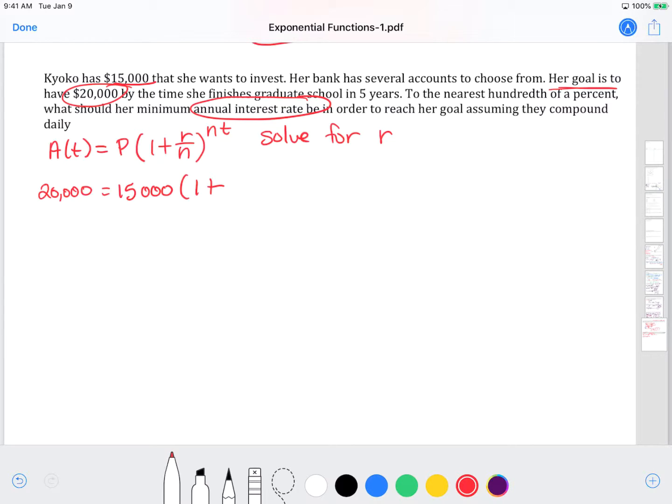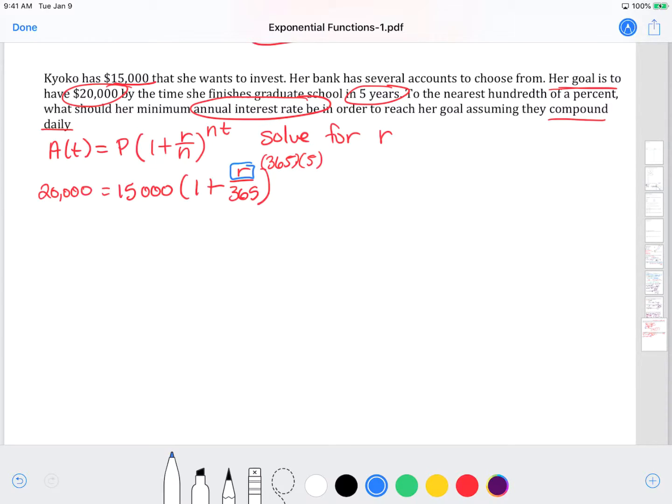And let's see. It says it's compounded daily. So N is going to be 365. T we said is 5 because she wants to do this in 5 years. So we have 365 times 5. So we have this big mess here, and what we're trying to solve for is R. So the first thing we're going to do, again, we're not going to put anything into the calculator and round it until the very end to save all those decimal values.